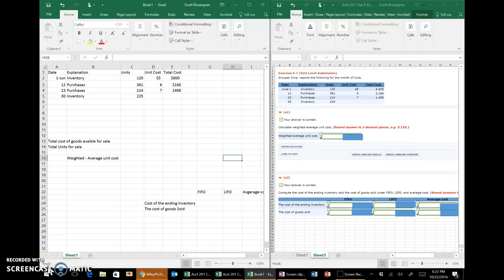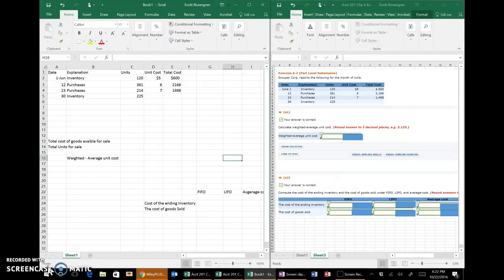Hi, in this video I will demonstrate how to calculate inventory and the cost of goods sold using FIFO, LIFO, and average cost when using a periodic inventory system. FIFO, LIFO, and average cost are three inventory cost flow methods. First, we need to know what each of these mean before we can calculate the problem.